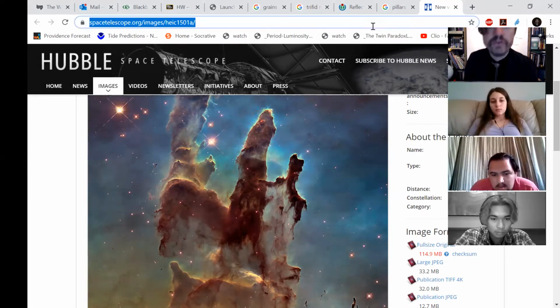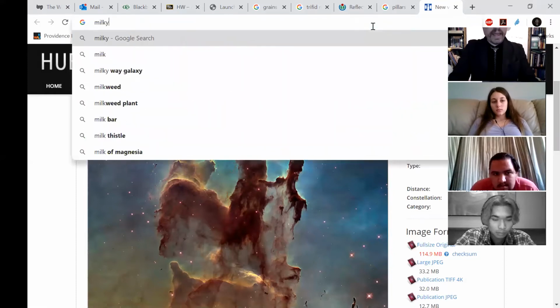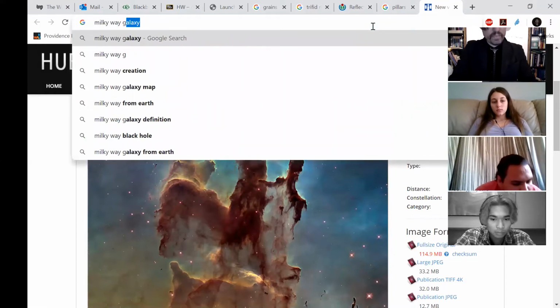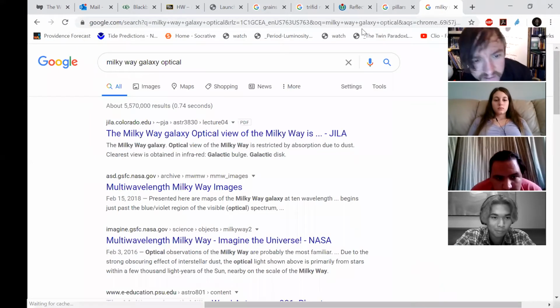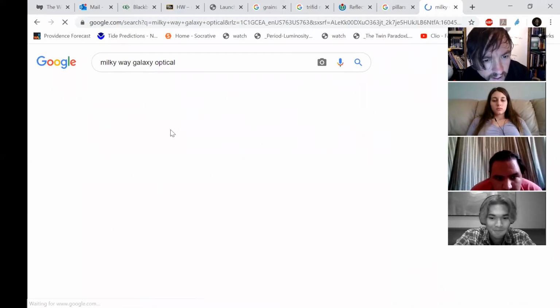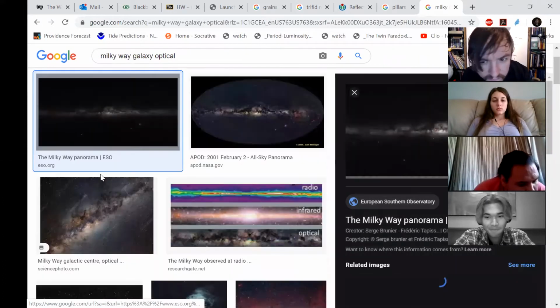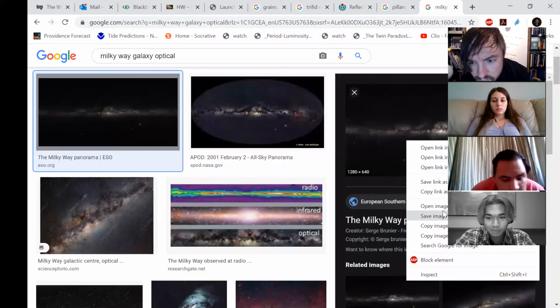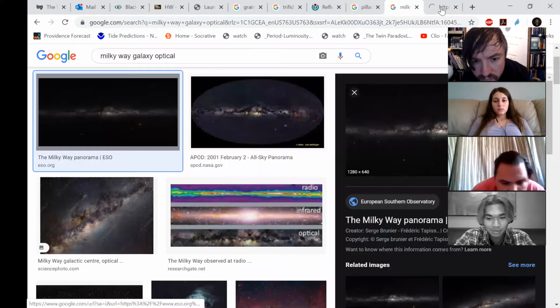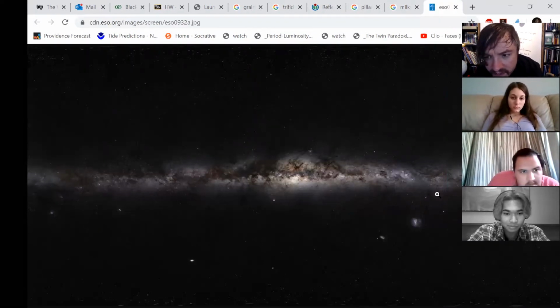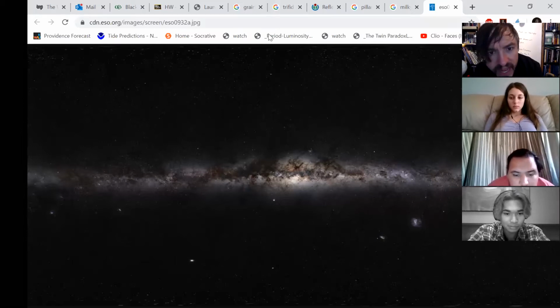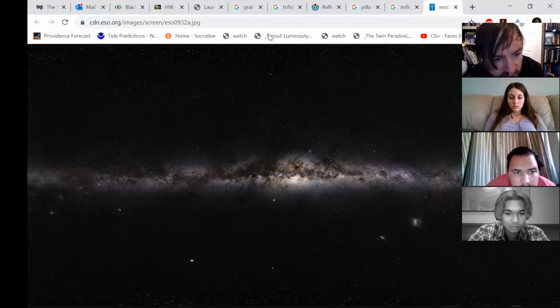Now, I want to show you guys a picture of the Milky Way galaxy in the optical band, meaning the visible band. And I want to get a high-res image of that. Can you guys tell me what's going on here? What am I seeing? A lot of dust. That's right. That's what I wanted to hear, Austin.